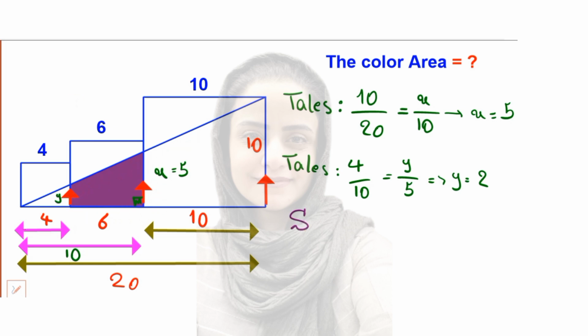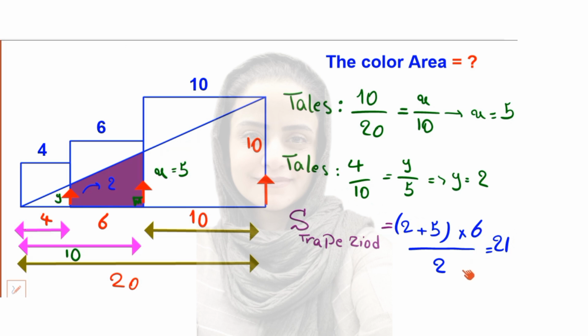Now, the shaded area is naturally a right trapezoid, a trapezoid with one right angle. Its area is calculated by adding the lengths of the two bases, 5 and 2, multiplying by the height, which is 6, and then dividing by 2. That gives area equals 42.